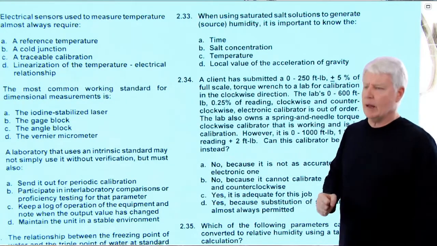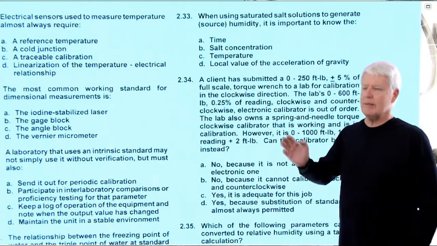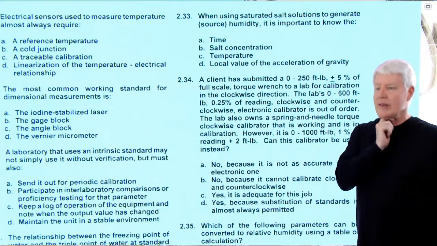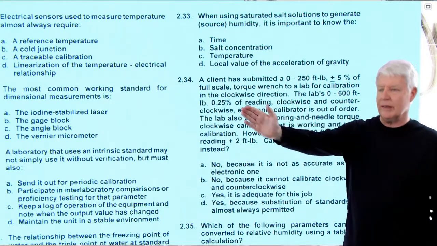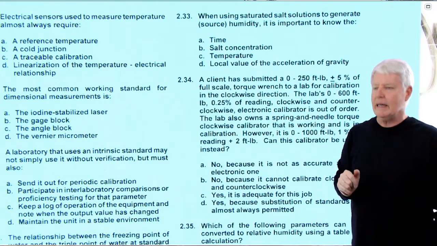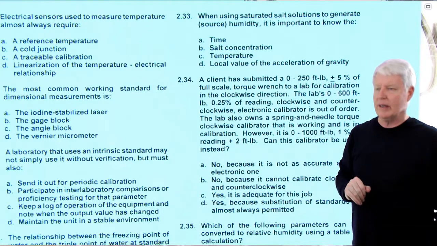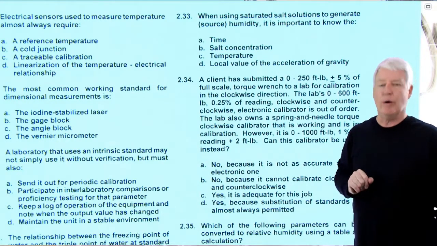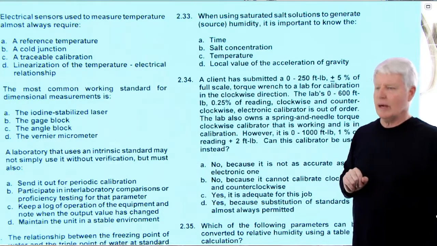They usually calibrate it in the direction it's being used. That makes sense. The lab's is 0 to 600 foot-pounds, 0.25% of reading, which is much better than this one, clockwise and counterclockwise, but the electronic calibrator is out of order. Okay, so we're out of luck there.